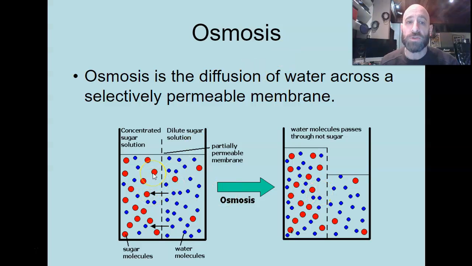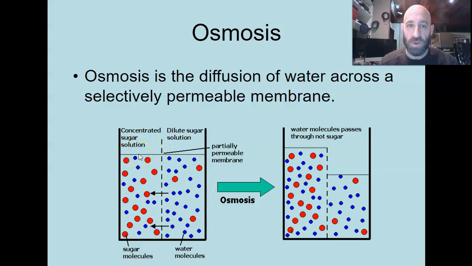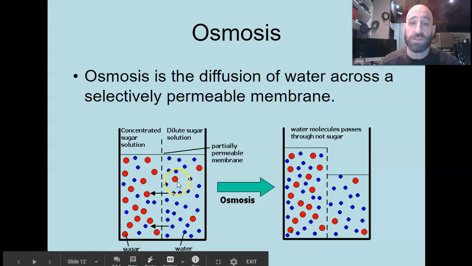These red circles represent some type of solute, right? So in this case, it's sugar molecules. And the blue dots here represent water molecules. And what you'll notice is at the beginning of this little demonstration, the water level on both sides is equal to each other. And if you take a look here, on the left side, we have a whole bunch of red circles, not as many blue. So there's more solute than solvent. And on the other side, we have a lot more solvent than solute. There's only 3 of the red circles as there are the blue circles, right?